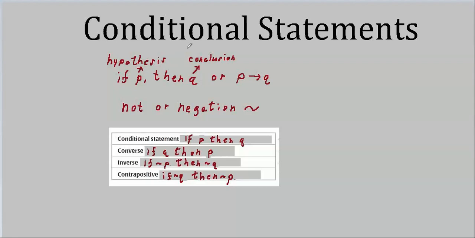If tomorrow is Thursday, I won't eat in the cafeteria. If tomorrow is Thursday, they serve split pea soup. I don't like split pea soup. If tomorrow is Thursday, then I won't eat in the cafeteria. You've been doing this all your life.